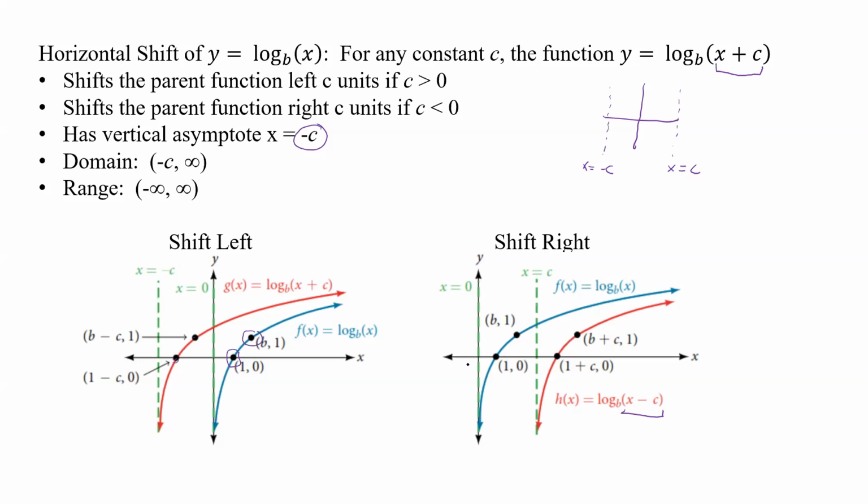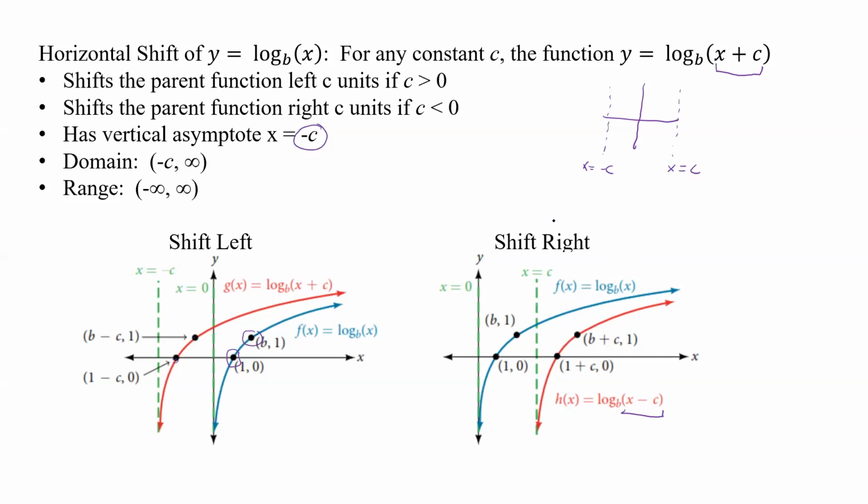So, we start here. We have our 1, 0, and b, 1, and now we're going to move c units to the right. So we're going to take b plus c and 1 plus c. Now our new asymptote is x equals c, whatever it is here. And so then we can draw our new graph of the function.